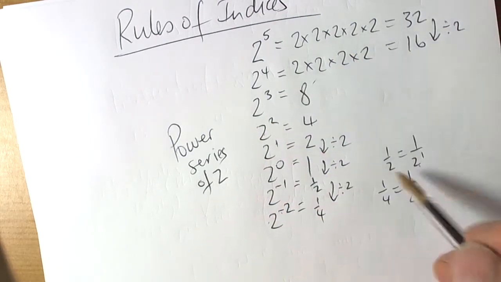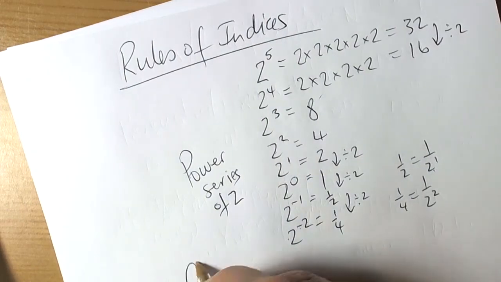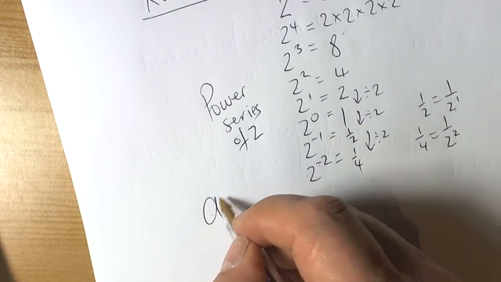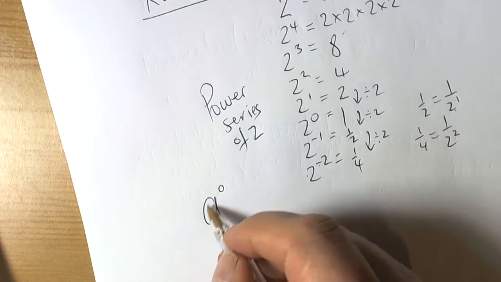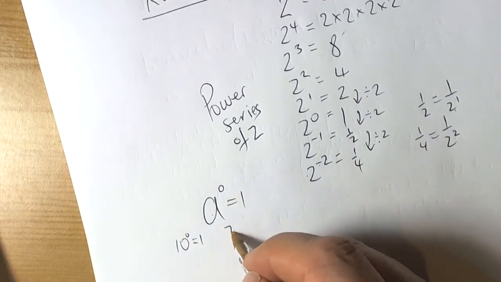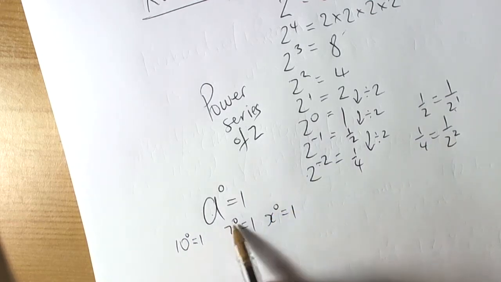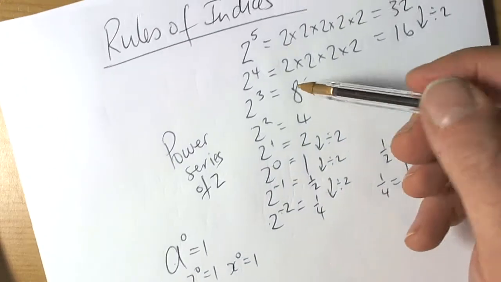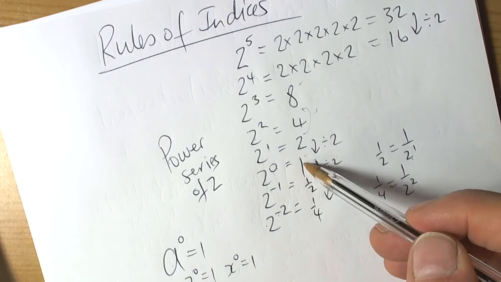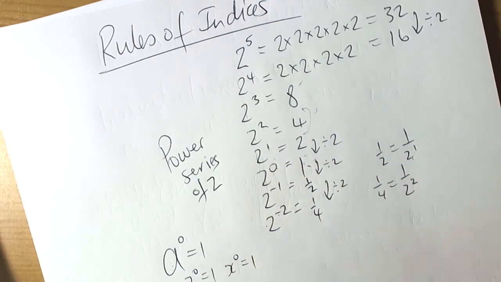So from this power series we get some patterns that are really important for rules of indices. So the general rules of indices that you need to be familiar with for your exams are that anything, so a can stand for any number, anything to the power of 0 is always 1. So that means things like 10 to the power of 0 is 1, 7 to the power of 0 is 1, x to the power of 0 is 1. Anything to the power of 0 is always worth 1. Again, that's because of the way the series works. Keep halving down here. 2 to the power of 0 was 1. If I put 10 there, I'd end up with 10 to the power of 0 being 1, and so forth.